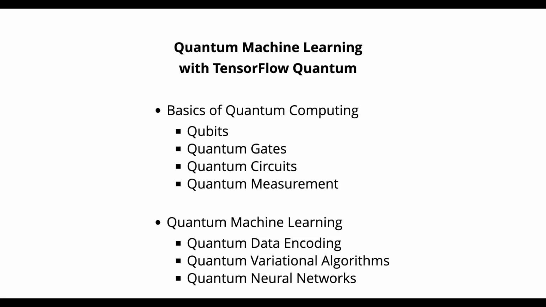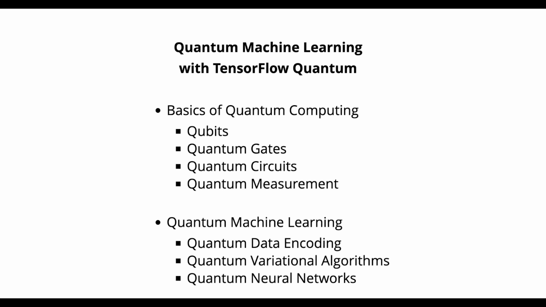Quantum machine learning with TensorFlow Quantum. Quantum machine learning is an interdisciplinary field that combines principles from quantum physics and machine learning to solve computational tasks. TensorFlow Quantum, or TFQ, is an open source library developed by Google that allows researchers and developers to build and train quantum machine learning models using TensorFlow.